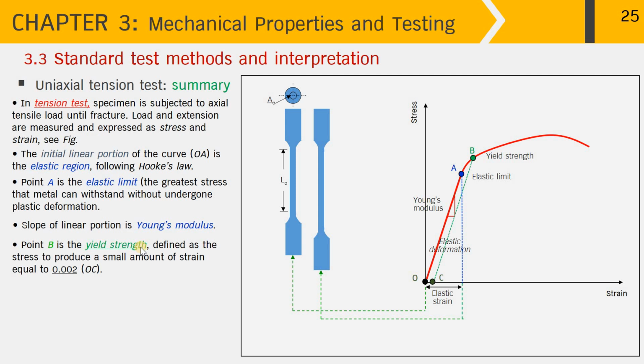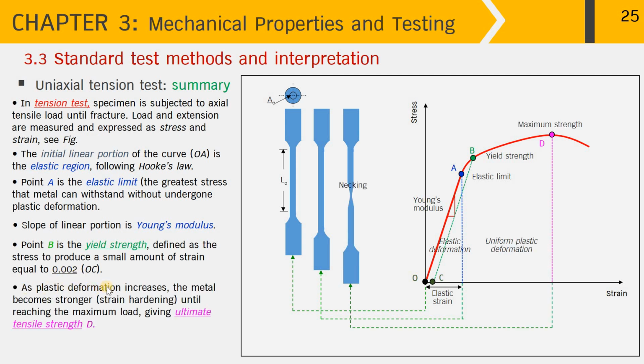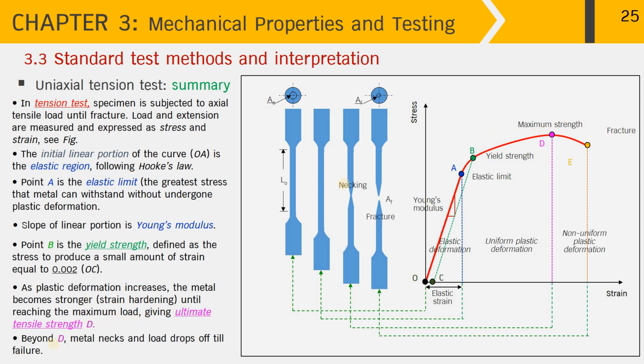At point B is the yield strength, defined as the stress to produce a small amount of strain equal to 0.002. At D, as the plastic deformation increases, the metal becomes stronger until reaching the maximum load, giving the ultimate tensile strength. Beyond D, necking takes place and the load drops to failure, as you can see from the final specimen fracture over here. The elastic strain is recognized from here, and therefore the rest is the plastic strain. The total strain is the sum of the elastic and the plastic strain.